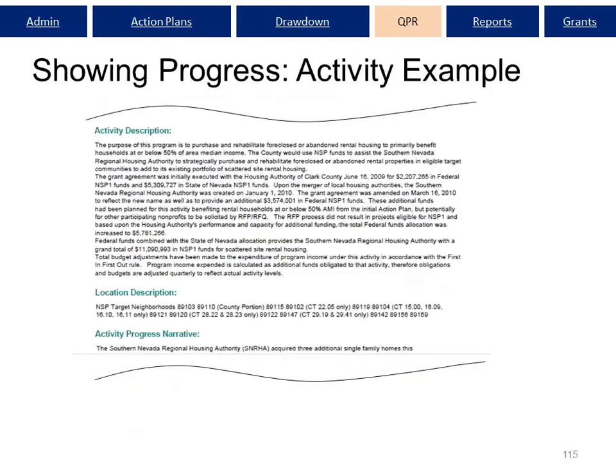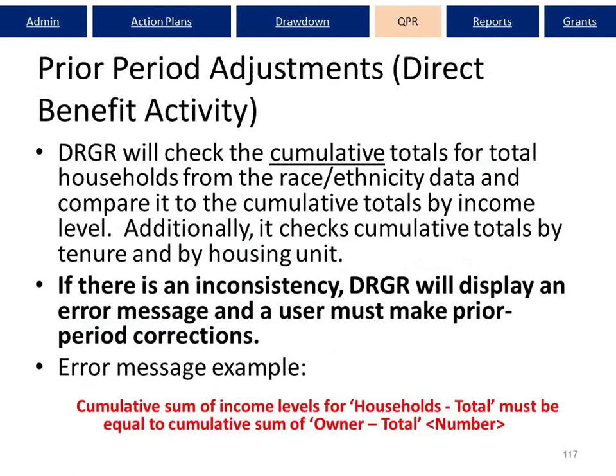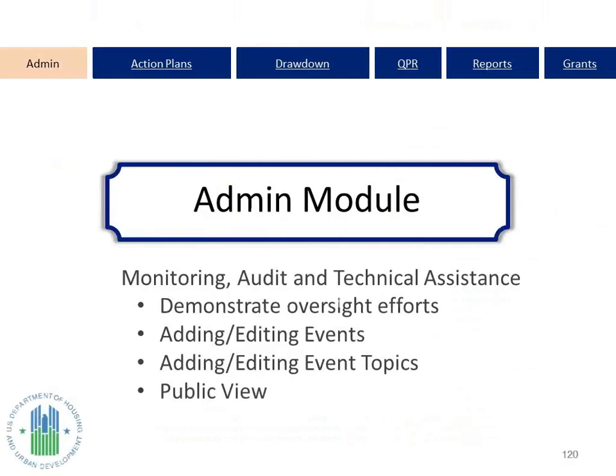So this is what a view QPR looks like, or print QPR. And a typical activity description, location description, and how the performance measures show. So you'll see total expected, and you'll see the income breakouts. We're going to skip through the prior period adjustments, and we can talk through that real quick. I'm going to go super quick. I'm not going to go into any detail in the admin module.